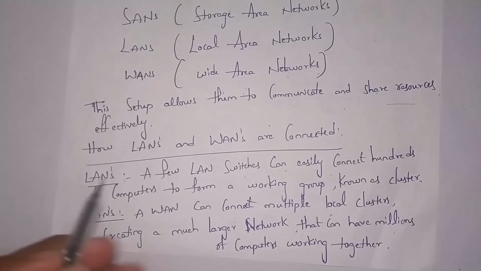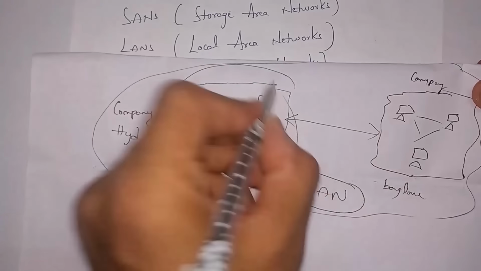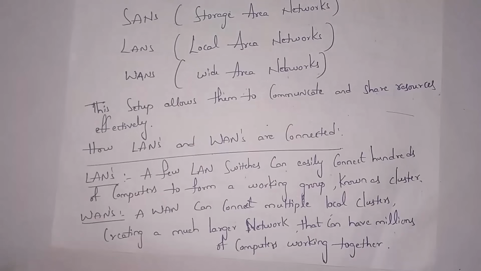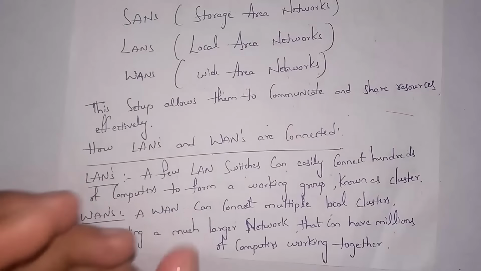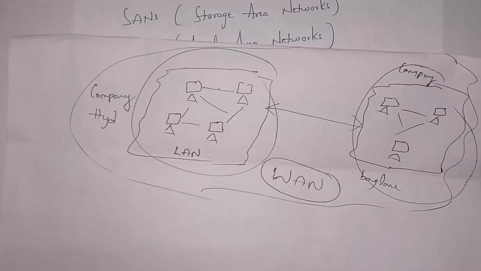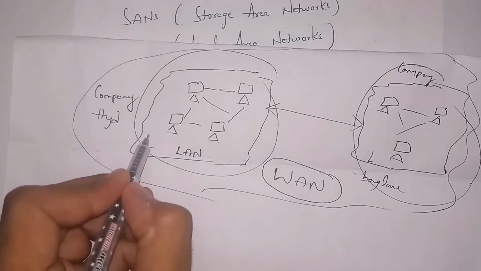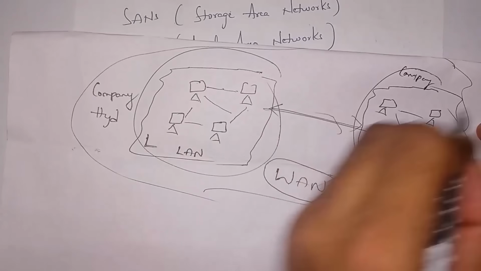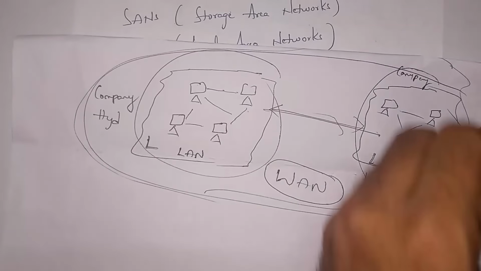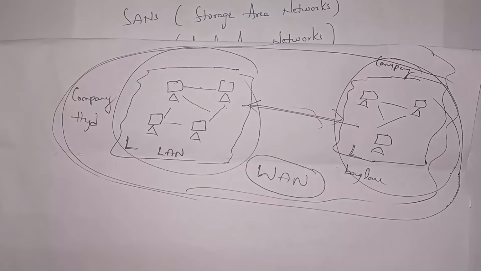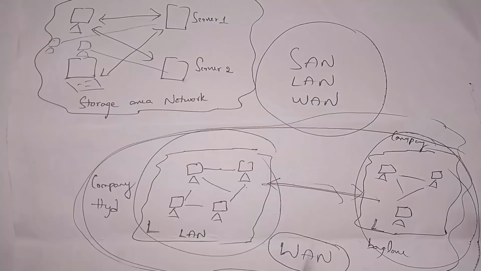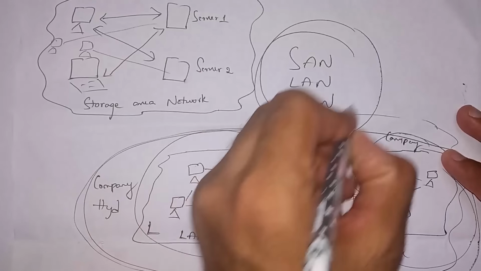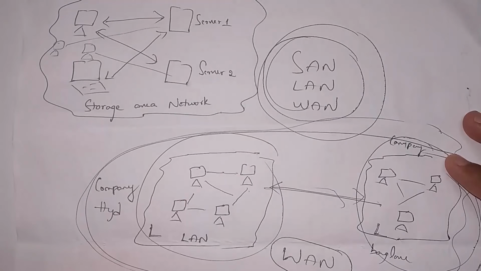Guys, in LAN, we can easily connect hundreds of computers and we call that group as cluster. For example, let us say this is one cluster and this is one cluster. And if we connect multiple local clusters, then we call it as wide area network. For example, let us say this is one local cluster and this is one local cluster. If we connect these two clusters, then we call it as wide area network. And in wide area network, we can connect millions of computers. And in all these three networks, connection can be either wired or wireless.